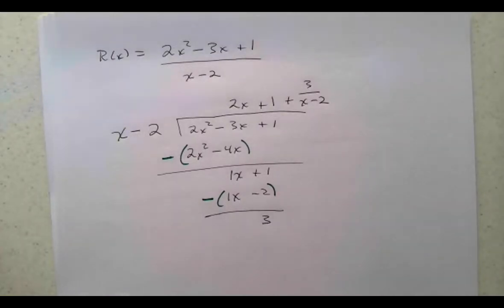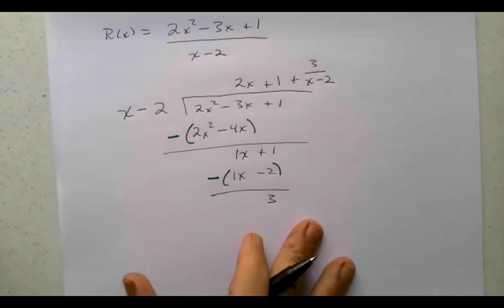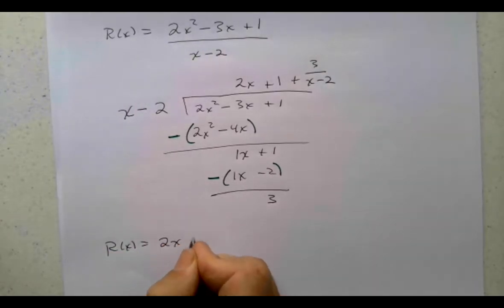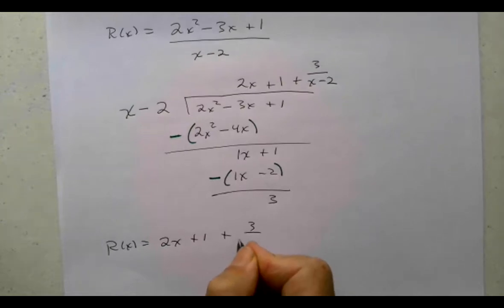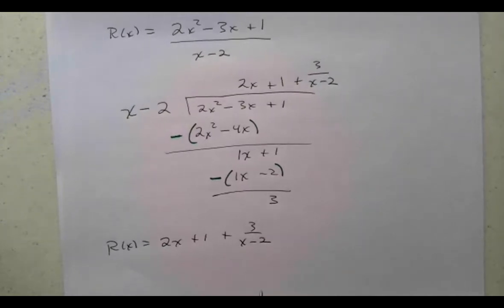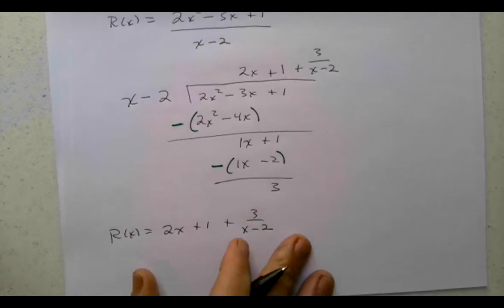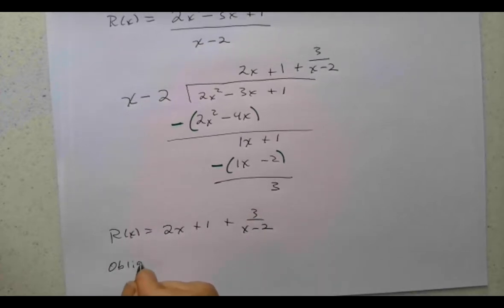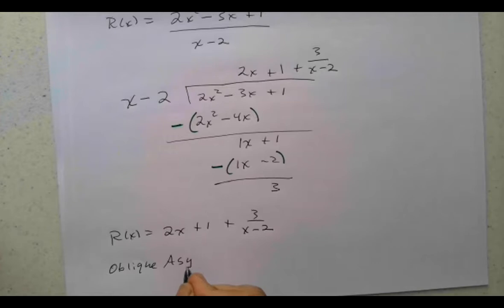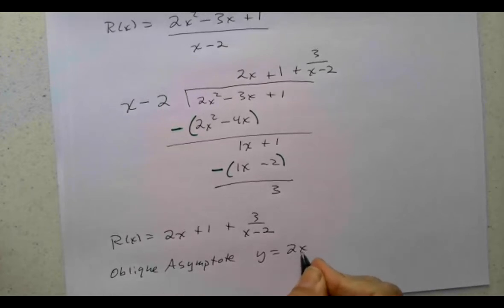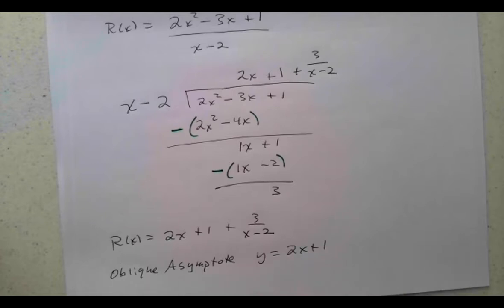If that is the case, that is what r of x equals. So r of x is the same as 2x plus 1 plus 3 over x minus 2. And let's think about this. As x gets really large, like a billion, 3 over a billion minus 2, if there's 3 cookies for a billion minus 2 people, everybody gets basically 0. So the oblique asymptote is y equals 2x plus 1. So the quotient part, ignoring the remainder part.